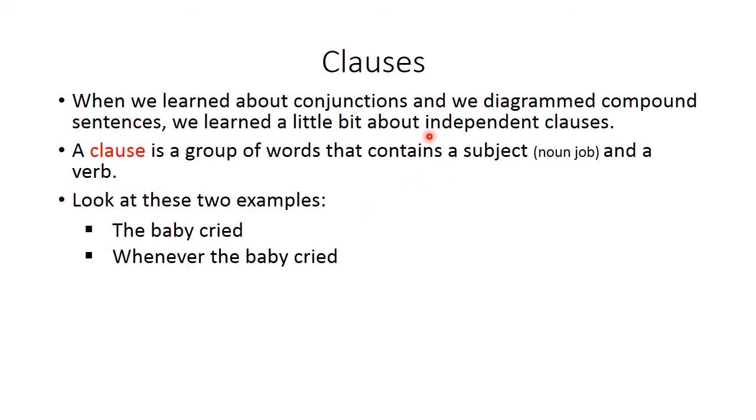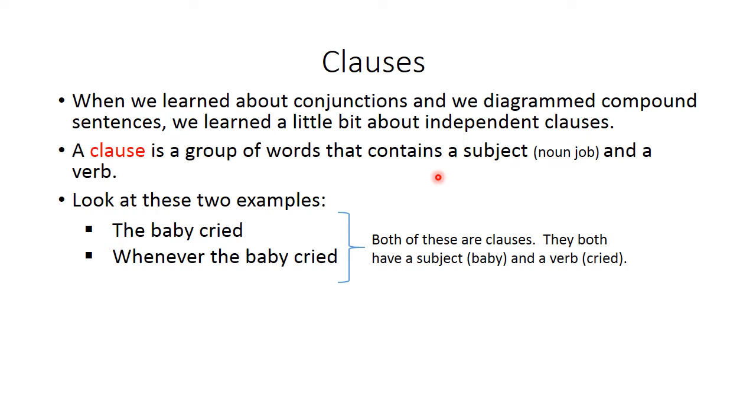So look at these 2 examples. The baby cried. Whenever the baby cried. These are both clauses. They both have a subject, and that's baby, and they both have a verb, cried. But can you hear a difference between the 2 examples? When I read them: the baby cried. Whenever the baby cried.